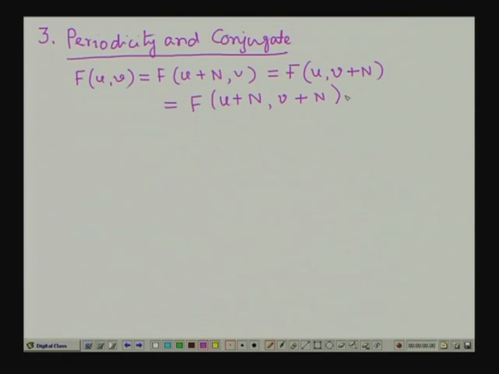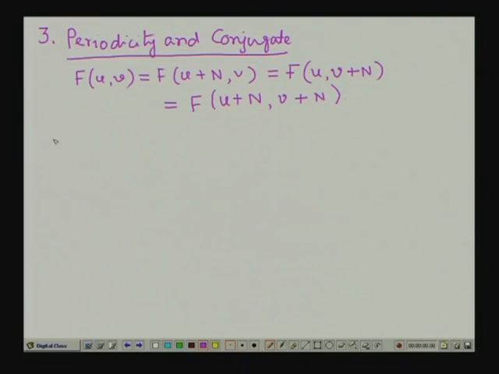So, this is what is meant by periodic. If you find that the Fourier transformation F(u,v) is periodic both in the x direction and in the y direction, that gives rise to F(u,v) equal to F(u+N, v+N), which is the same as F(u+N, v) and which is also the same as F(u, v+N).